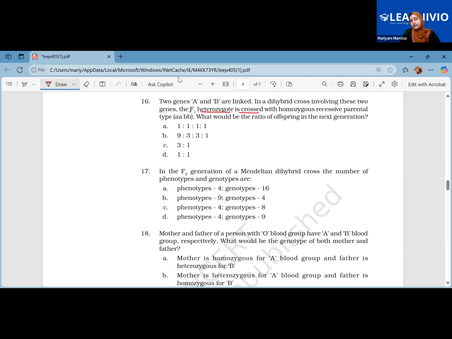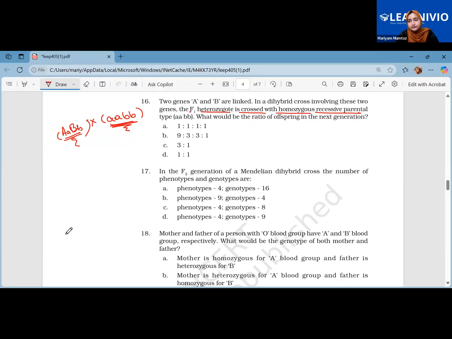F1 heterozygote is crossed with homozygous recessive. So homozygous recessive is this one, this one. What is the genotype that you're taking for heterozygote? Tell me. For crossing them, capital A, small a and capital B, small b. This is a heterozygote and this is a homozygous recessive. Now you cross them and you find out the ratio, and tell me what is the ratio.